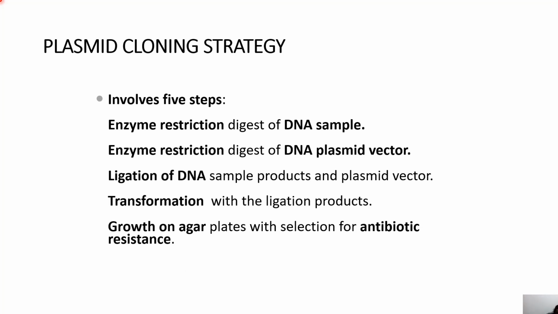Now the plasmid cloning strategy involves 5 steps: restriction enzyme digest of the DNA sample, restriction digest of the plasmid vector, ligation of the DNA sample products and plasmid vector, transformation with the ligation products, and growth on agar plates with selection for antibiotic resistance.